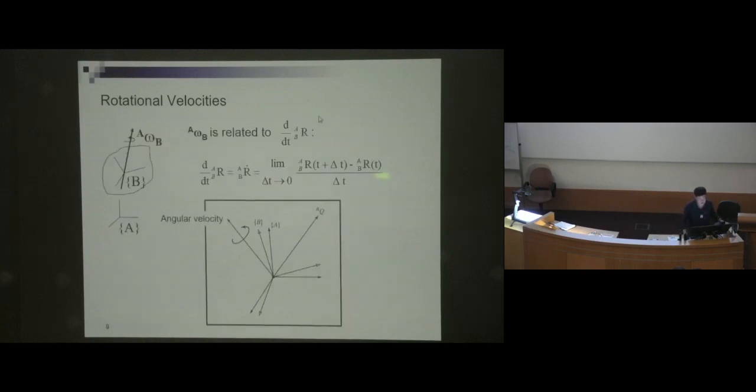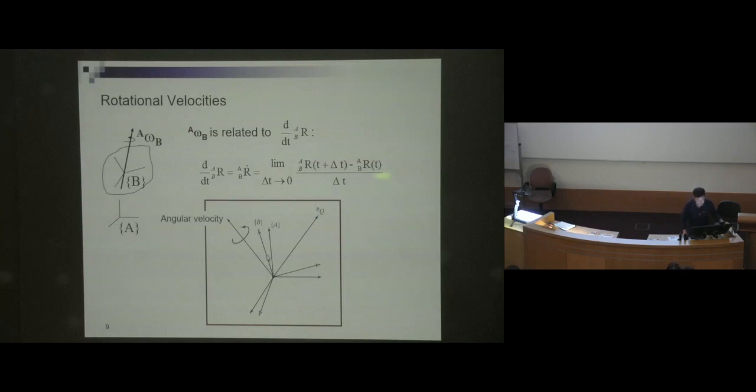A omega B will be related to d dt ABR, where dt means we differentiate with respect to time. So d dt ABR can be written as ABR dot. This is a matrix, and the dot over here means it is a derivative, so it is a velocity. If you expand it, it is the limit as delta t goes to 0 of ABR(t plus delta t) minus ABR(t), over delta t.